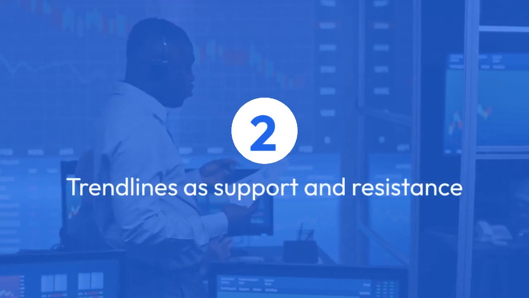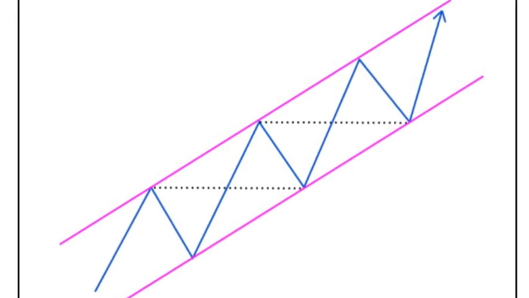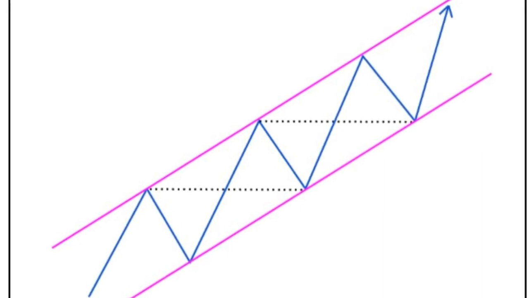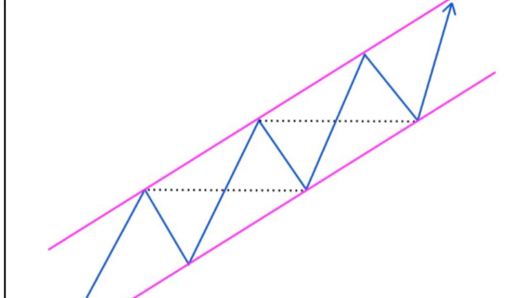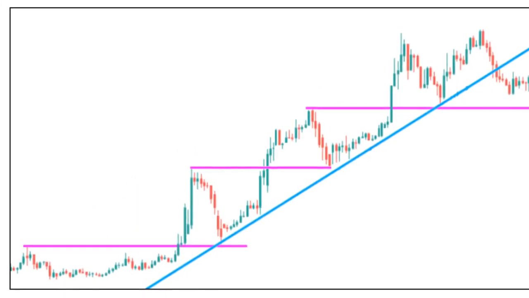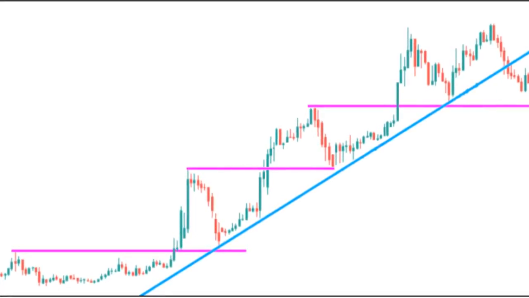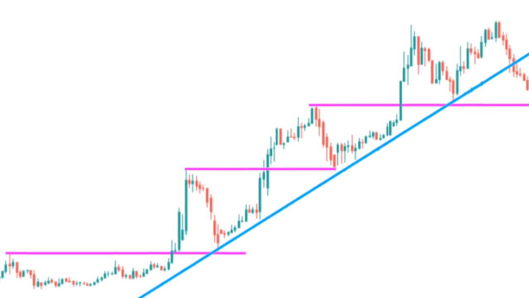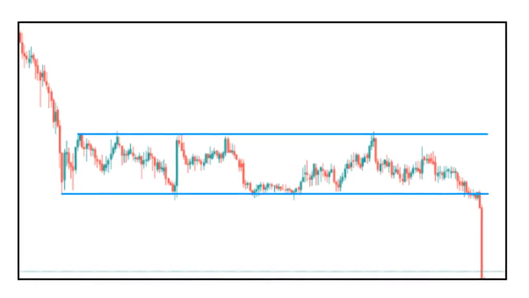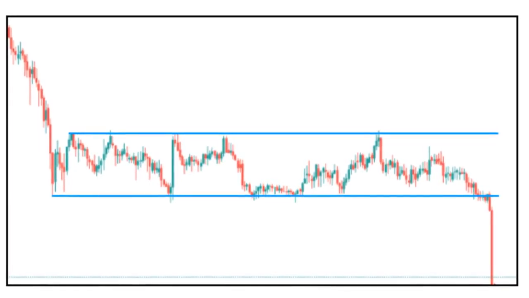Two, trend lines as support and resistance. Asset prices don't move in a straight line. When prices are trending up or down, they often have to take a bit of a breather, which is known in financial terms as a pullback. These pullbacks provide traders and investors an opportunity to jump into the market or add to their existing positions. The trend is your friend till it ends. But no trend lasts forever, and eventually something will cause the market to break through support.